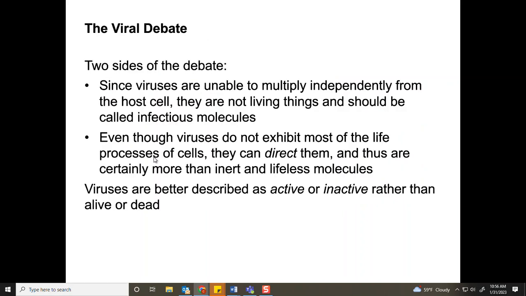So there are two sides of the debate, though, ultimately. Since viruses are unable to do those various things that we listed independently, many scientists say that they're not living things and should be called infectious molecules. Even though viruses do not exhibit most of the life processes of cells, they can direct them and thus are certainly more than inert, lifeless molecules. So there are some arguments among scientists as to whether or not they're technically alive or dead. But most textbooks, and the way most scientists will describe viruses at this time, is that they're either active or inactive rather than alive or dead.